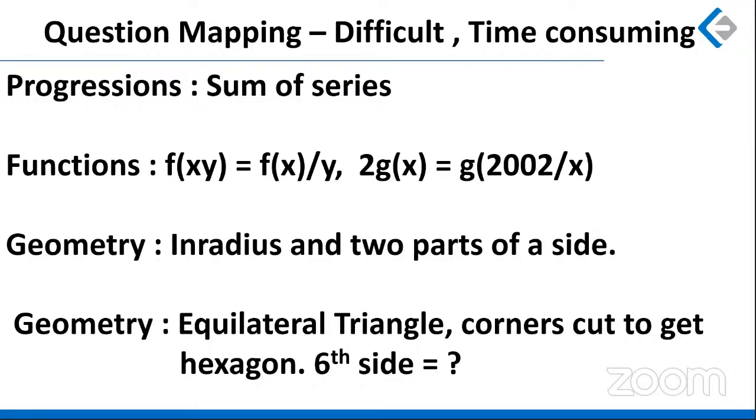An equilateral triangle, the three corners are cut parallel to the opposite sides to get a hexagon. Five consecutive sides of the hexagon are mentioned, and the sixth is to be found. So this was a little different. Maybe it will take some time to calculate and understand the theory. So this could have been avoided.